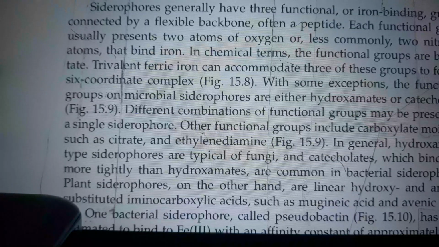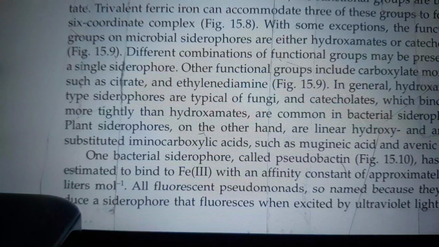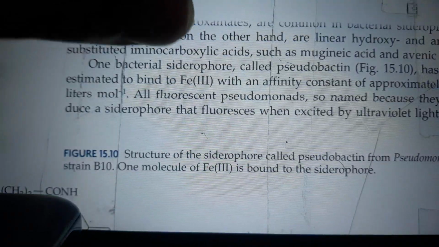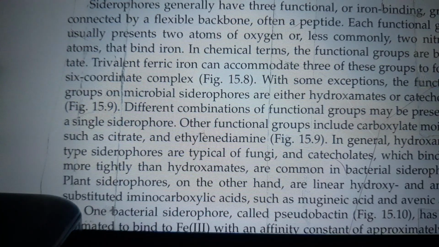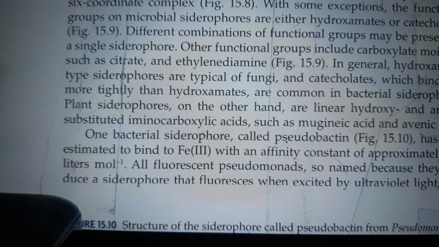Siderophores generally have three functional, or iron-binding, groups connected by a flexible backbone, often a peptide. Each functional group usually presents two atoms, commonly oxygen atoms or nitrogen atoms, that bind iron. In chemical terms, the functional groups are bidentate. Trivalent ferric iron can accommodate three of these groups to form a 6-coordinate complex. With some exceptions, the functional groups in microbial siderophores are either hydroxamates or catecholates. Different combinations of functional groups may be present on a single siderophore. Other functional groups include carboxylic moieties such as citrate and ethylenediamine.